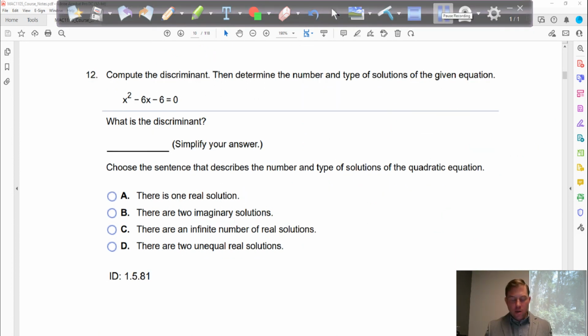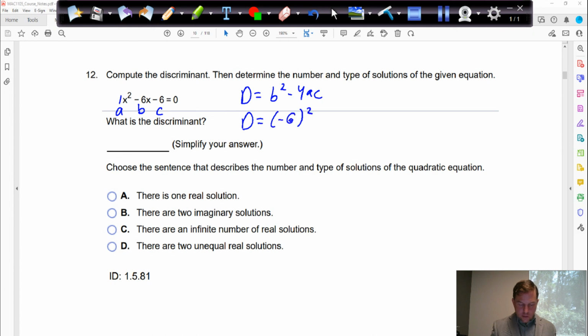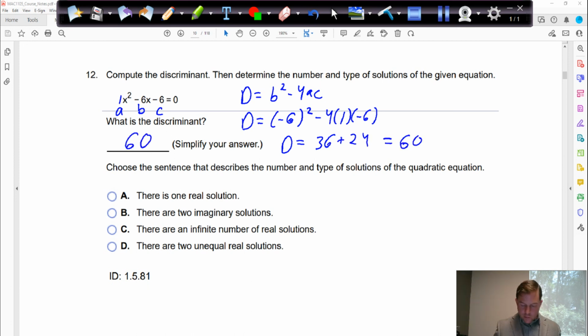Okay, last problem in this set of notes. We have another discriminant problem. So we have A is 1, B is -6, and C is -6. And we said the discriminant is equal to B squared minus 4AC, the portion of the quadratic formula underneath the square root. And in our problem, B is -6, A is 1, and C is -6. So we get the discriminant is 36 plus 24, which is 60. And it's positive. So we have two unequal real solutions.